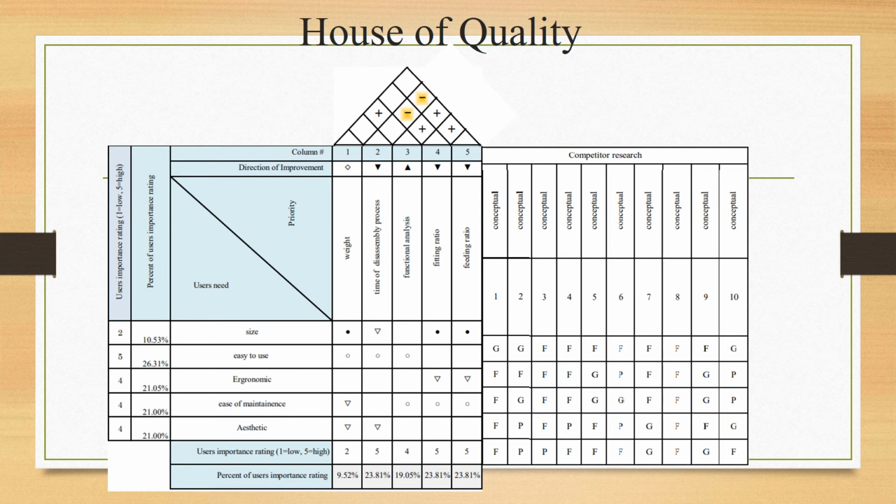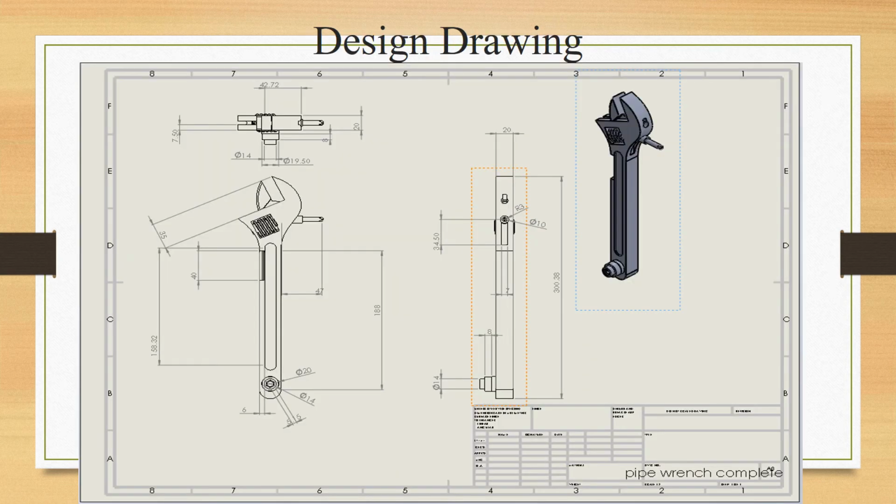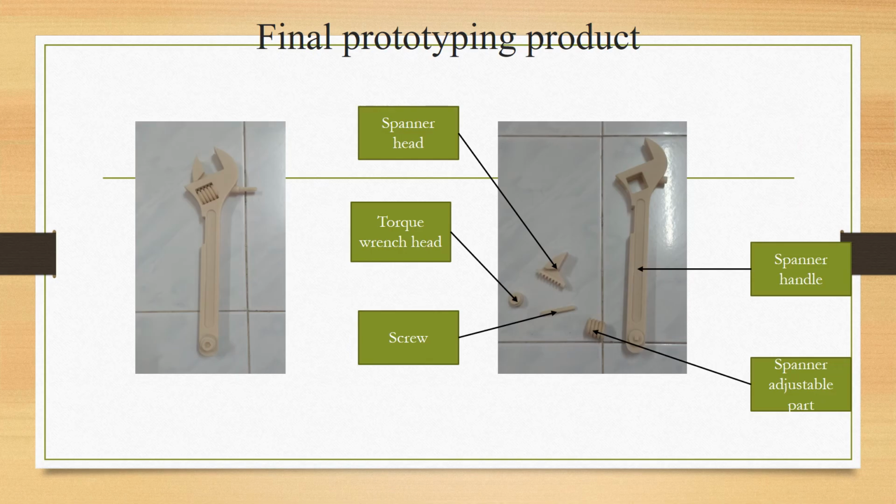The HOQ method, the house of quality matrix, is also used in order to choose the most optimum design among the 10 concepts. After choosing the final design, the design is drawn in SolidWorks, and this is my design drawing. After undergoing the detail drawing in SolidWorks, the SLS machine, that is selective laser sintering, is used to make a 3D print for the final prototype.